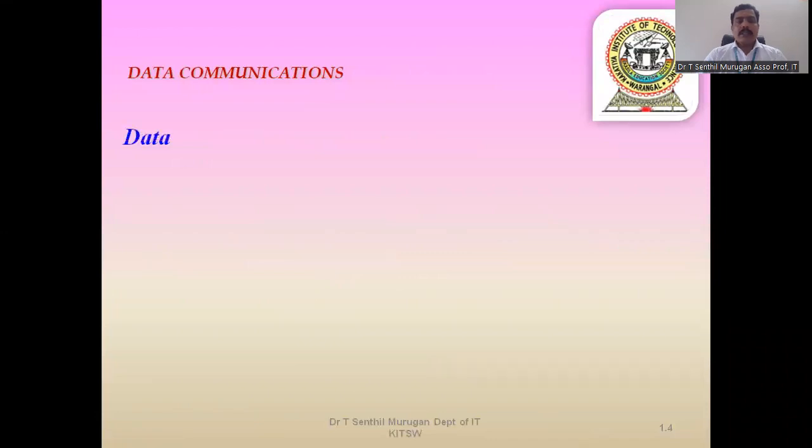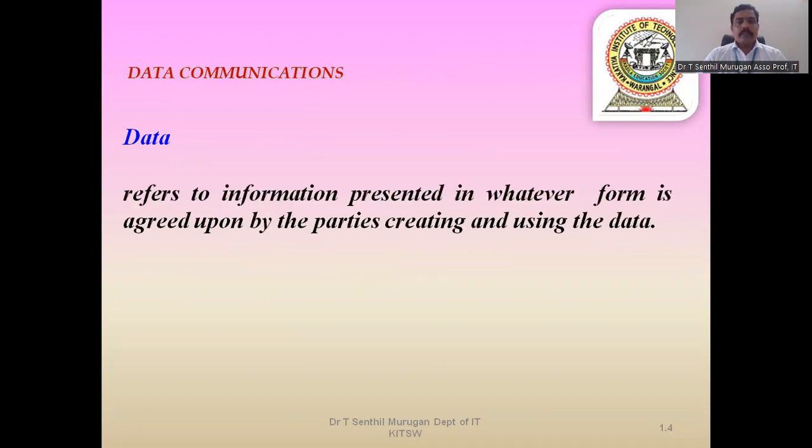So what is data communication? First, we are going to discuss what is data. Data refers to information which is presented in whatever form is agreed upon by the parties creating and using the data. If there are two parties, party 1 and party 2, these two persons can agree to create and use the data, whatever form it may be. If both are accepting, that is considered as the data. That is, the information is data.